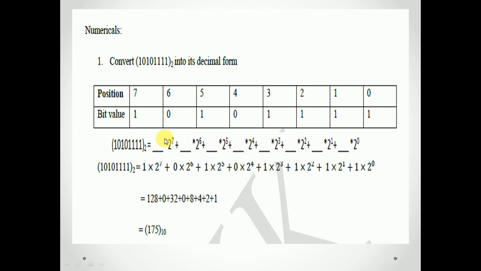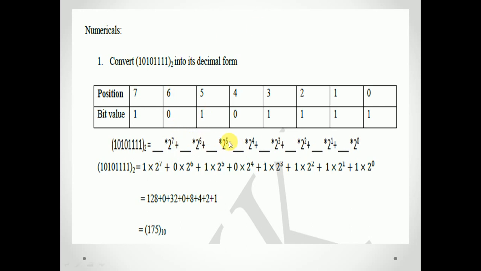So now you have to fill in the blanks. How to fill them? Look at this power. This power is your position. For this 7th position, what is the bit value? You have to take note of it. It is 1. So you write 1 in the blank. Similarly, for the 6th position, the bit value is 0, so you write 0.